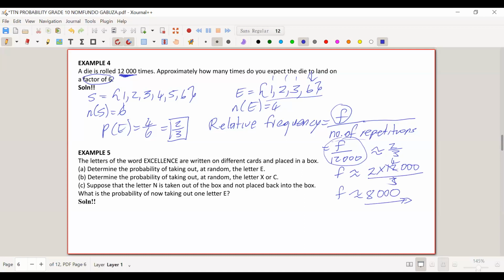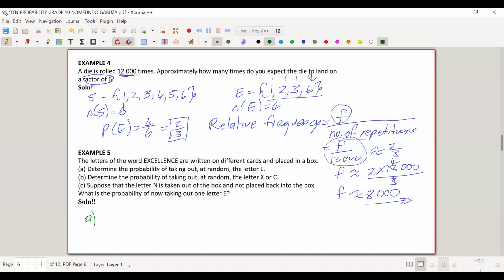Okay, so let's continue to example 5. Example 5 says the letters of the word excellence are written on different cards and placed in a box. Part A says determine the probability of taking out at random the letter E. So for A over here, the probability of taking out at random the letter E.